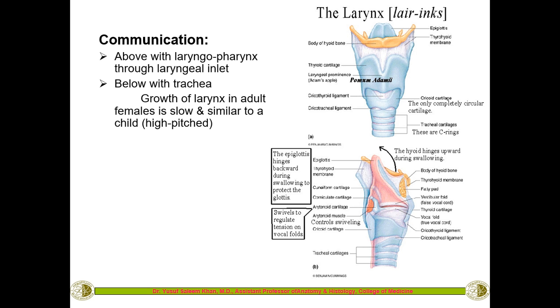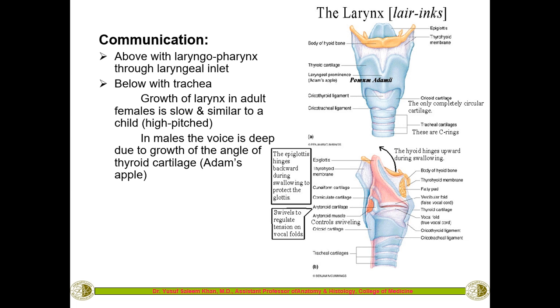The growth of the larynx in adults, especially in females, is much slower compared to males, and hence the voice is similar to that of a child. So it is high pitched, just like that of children. Even the female voice is high pitched because the female larynx has developed to a lesser extent compared to the male, and it has not descended much. So the voice as well as the pitch will be similar to that of a child.